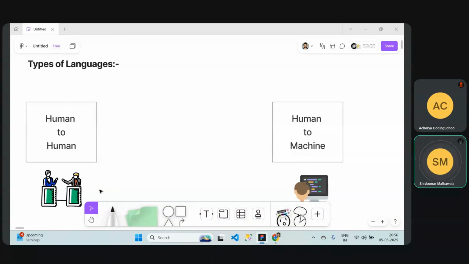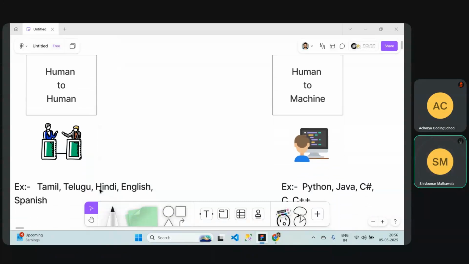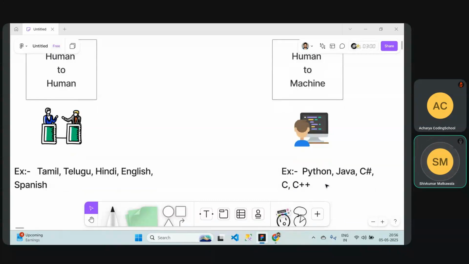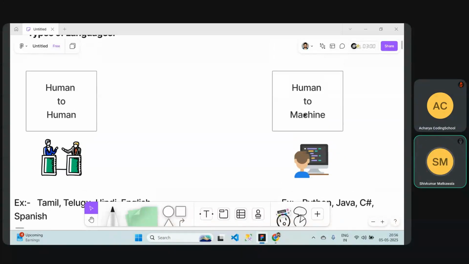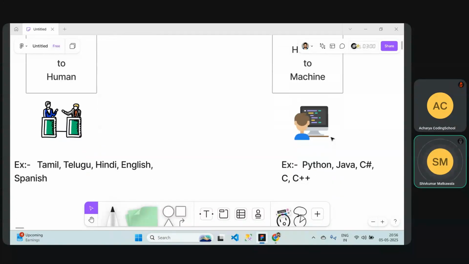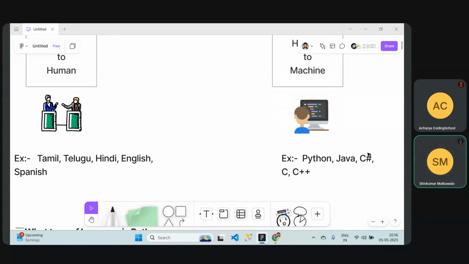But if you want to speak, if you want to communicate with a machine, because nowadays I'm communicating with my machine, for example, I have to have a certain language to speak with it. So we do use human to machine communication languages like Python, Java, C Sharp, C, C++, and so many other languages. So the language which we use to communicate with machine are languages like Python, Java, C Sharp, C, C++.